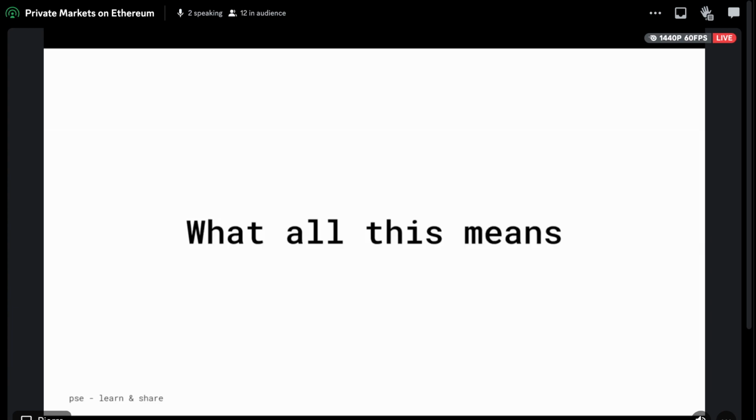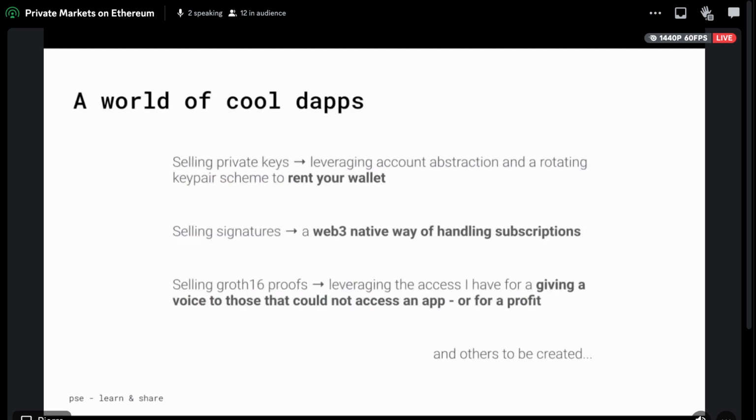Cool. So let's check what all this means. What does it mean that anything that is provable is tradable? And that includes private keys, signatures, Groth16 proofs, and whatever kind of provable computation that you can think of.